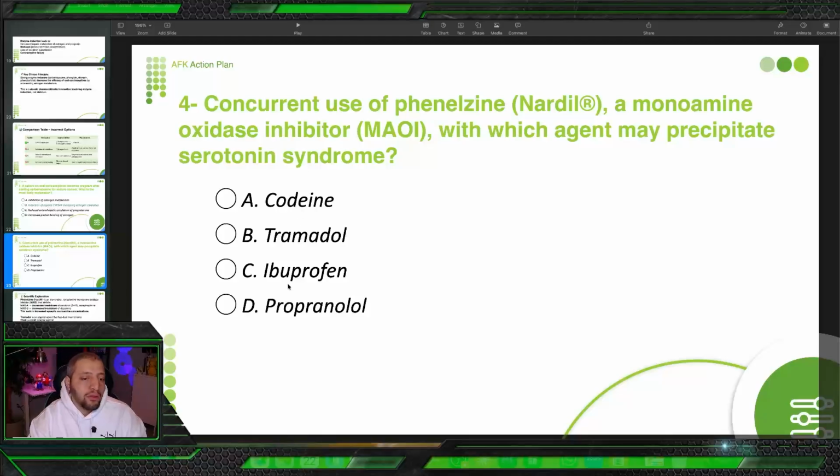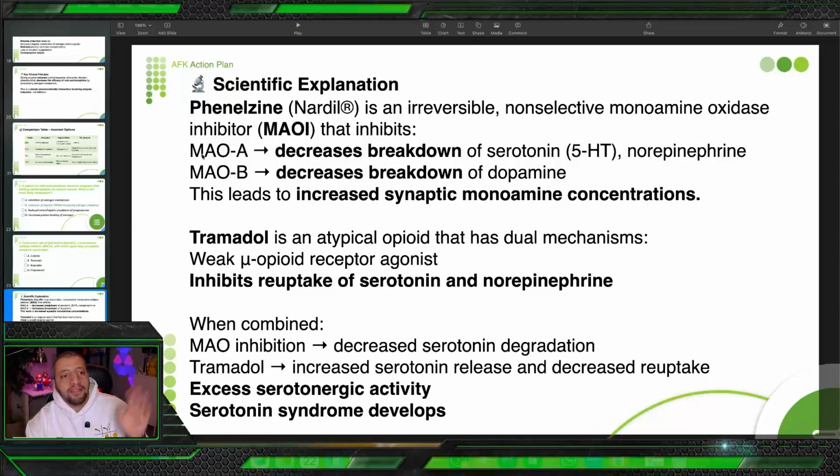Codeine, tramadol, ibuprofen, propranolol. So just try to break it down. Codeine is an opioid. Tramadol, this is a pure opioid or natural opioid. Tramadol is synthetic. Ibuprofen, NSAID, COX-1, COX-2 inhibitor. Propranolol is a beta blocker, non-selective beta blocker. So let's try to break it down. Phenelzine is an irreversible non-selective monoamine oxidase inhibitor, MAOI, that inhibits MAO-A and MAO-B.